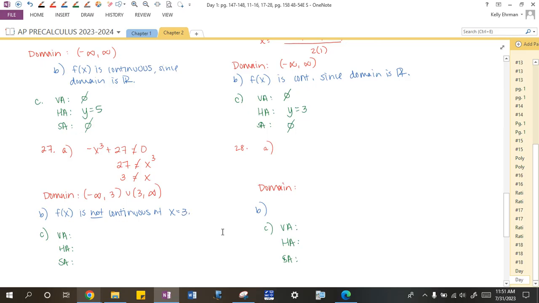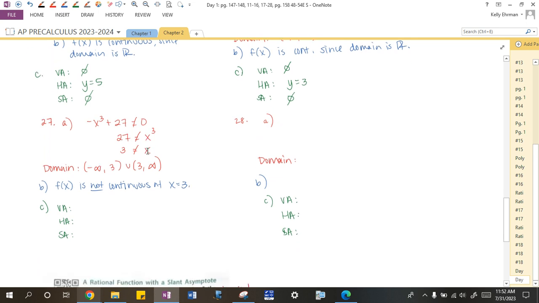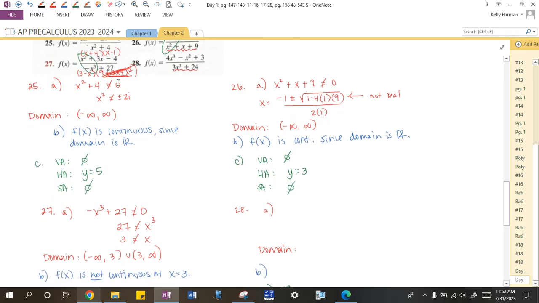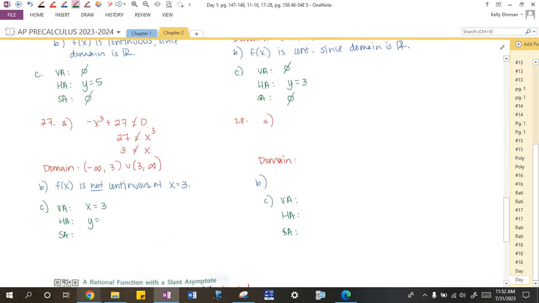Usually when you're talking about continuity, you have to identify where the discontinuity is. And so that brings us to asymptotes. So this one does have a vertical asymptote at x equals 3. The horizontal asymptote, going back to the problem here, it's bottom heavy, so y equals 0. And there's no slant asymptote since it's bottom heavy and not top heavy.